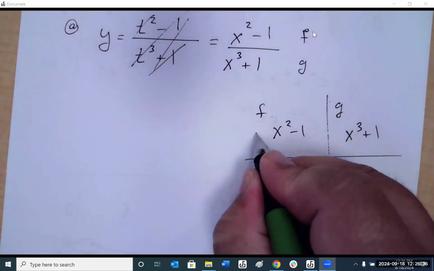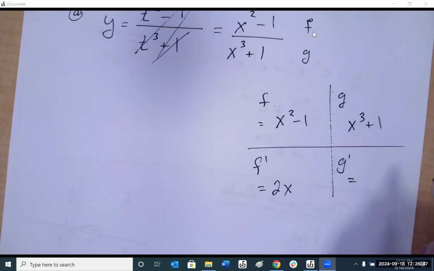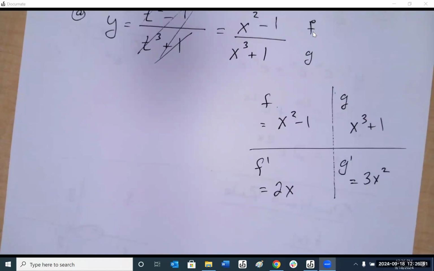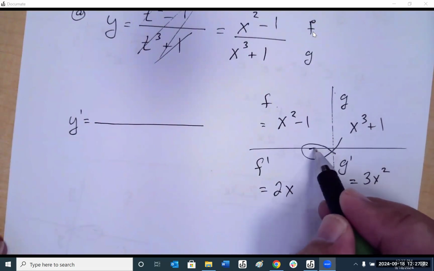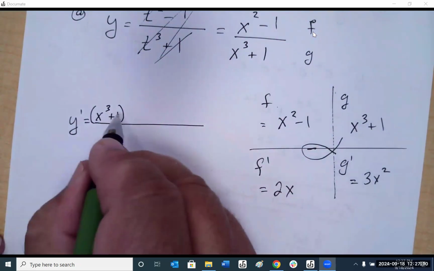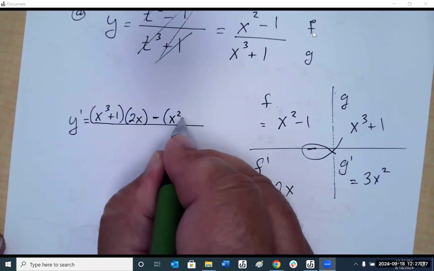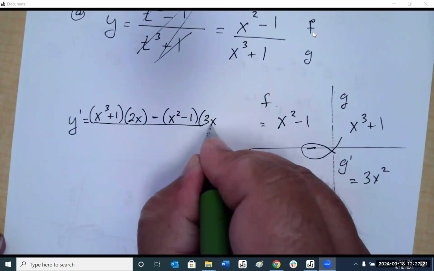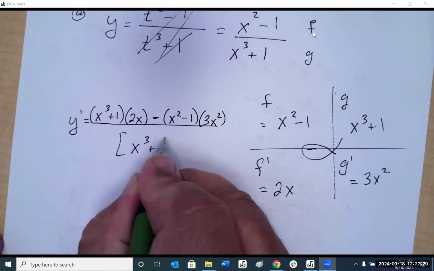So what are the derivatives? The derivative is going to be x cubed plus 1 times 2x, minus x squared minus 1 times 3x squared, all over the bottom squared.